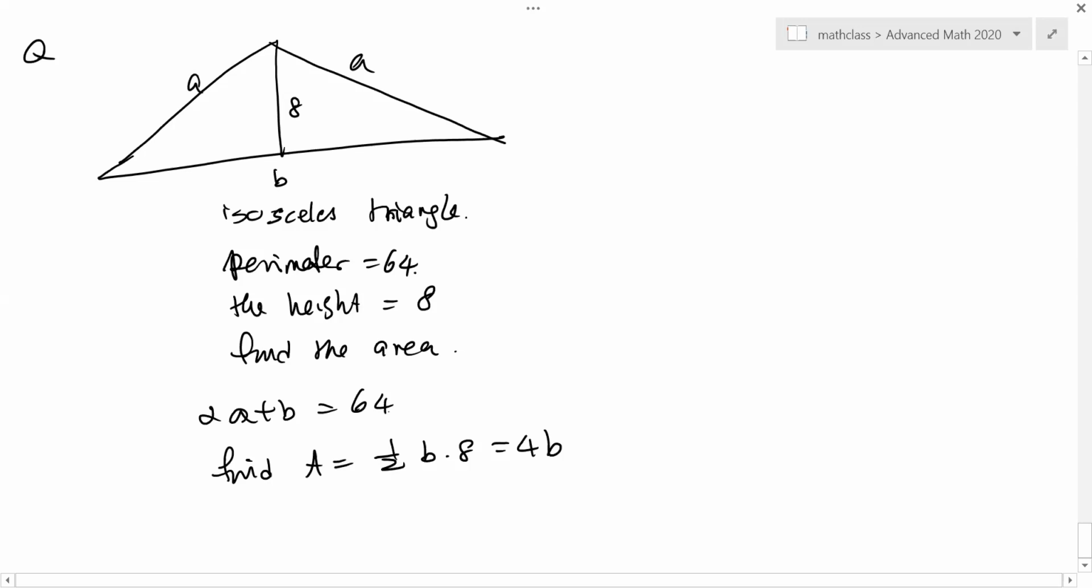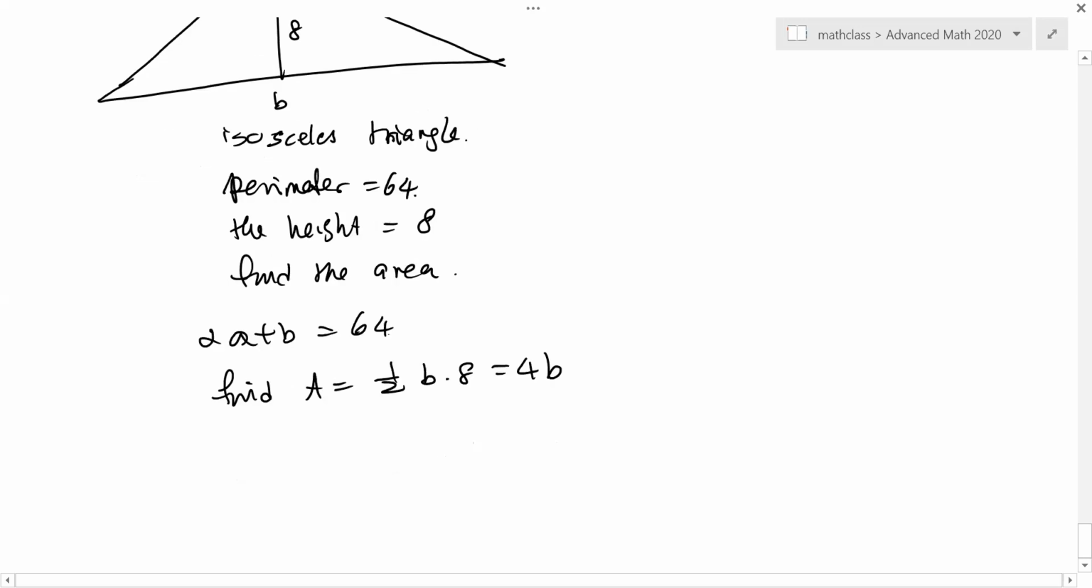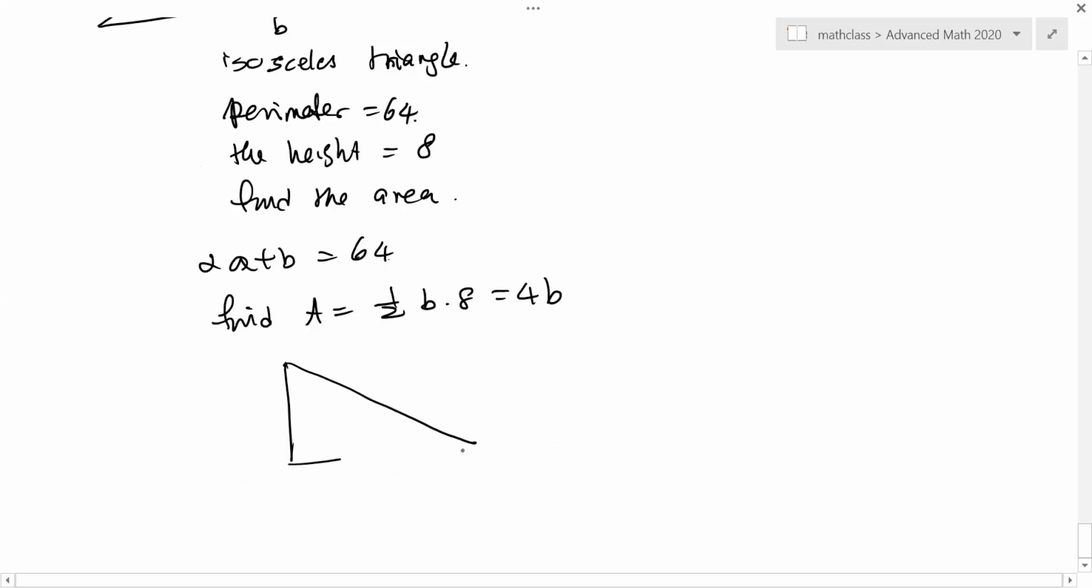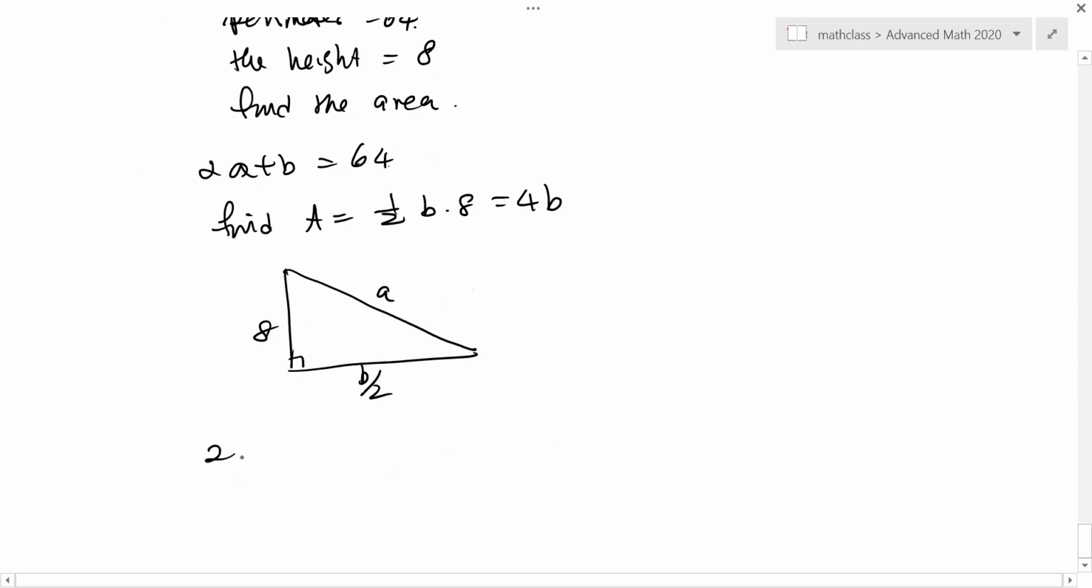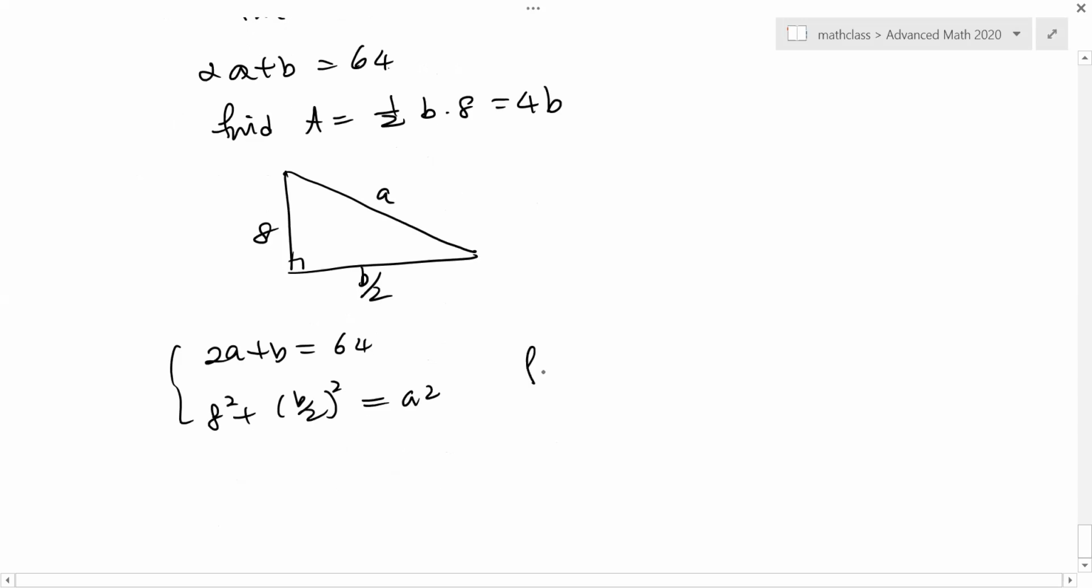All right. Any idea? Well, you see the right triangle there, right? So just apply the Pythagorean theorem. Right triangle, right? This is A, that's A, this is half of B. And you have two equations. One equation, 2A plus B equals 64. Another equation is A squared plus (B over 2) squared equals A squared. So you want to find B. Then you can do that because of two equations, two variables. In general, you can find B.